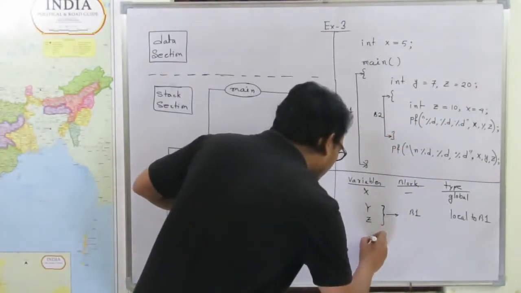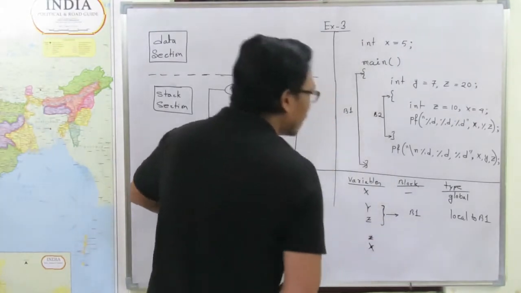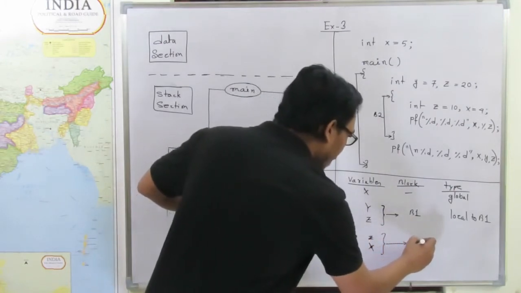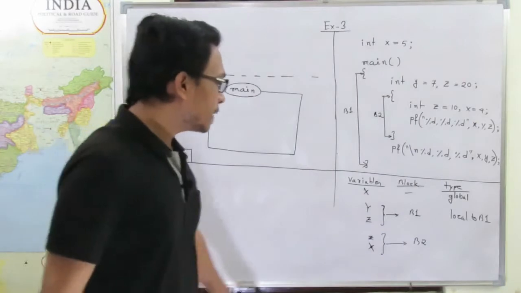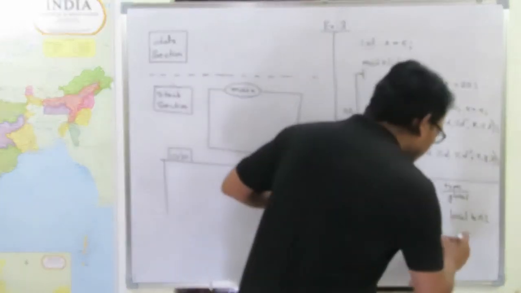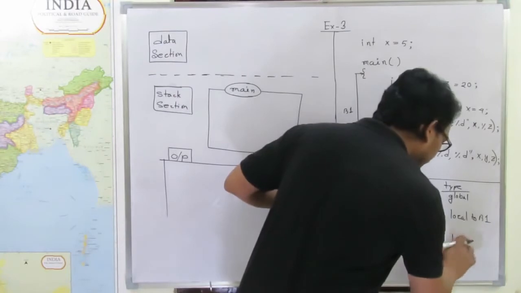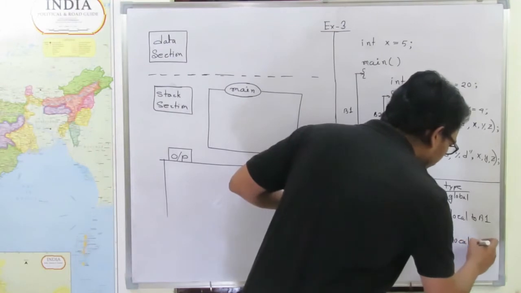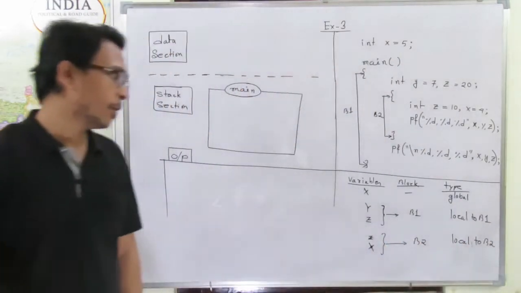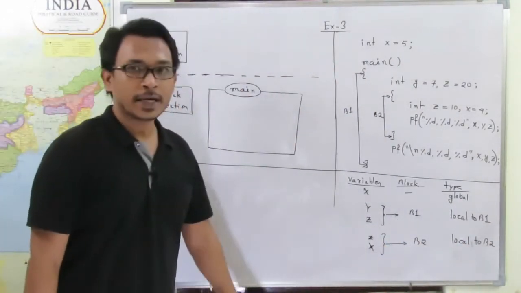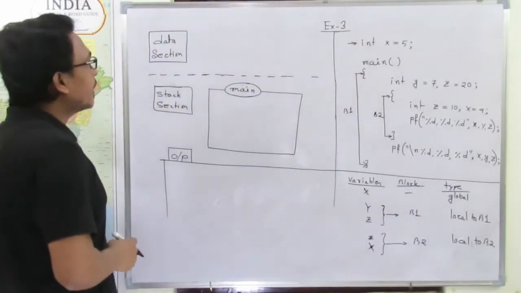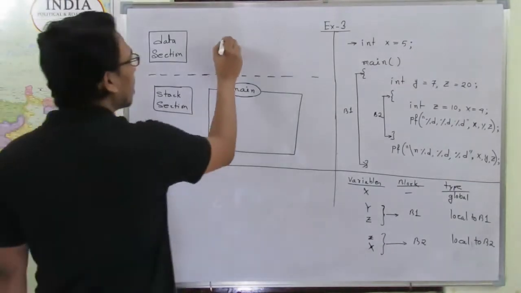Now coming to the next variables, that is z and x. Again we have z and x. Now these two variables are declared inside block b2. Clear? Now with respect to block b2, both of these variables are local variables, local to block b2. Clear? Now coming to the memory allocation part. For the variable x, memory will be allocated from the data section, as it is a global variable.